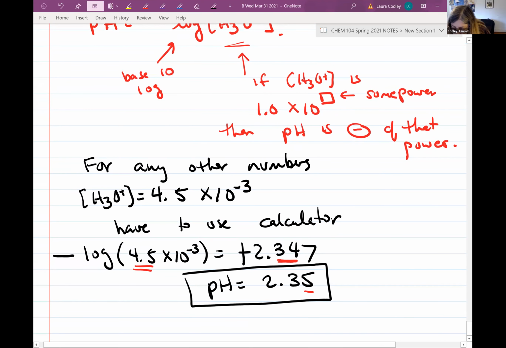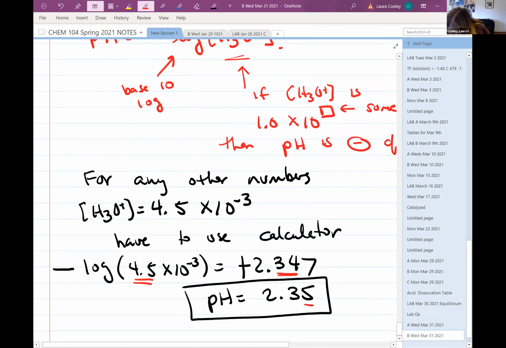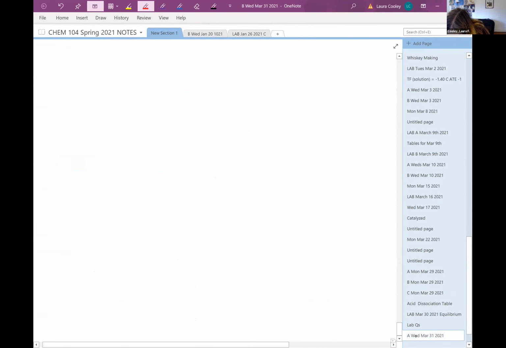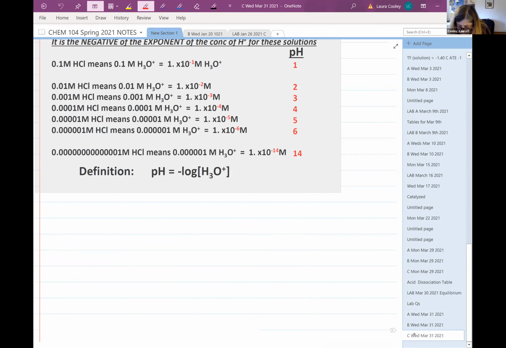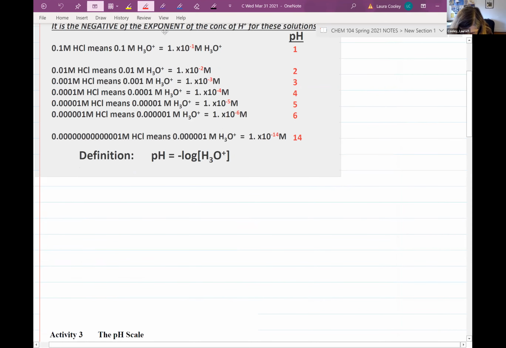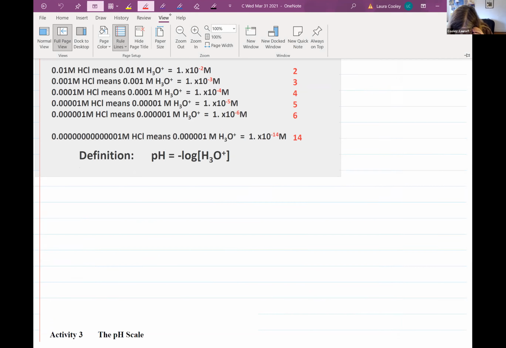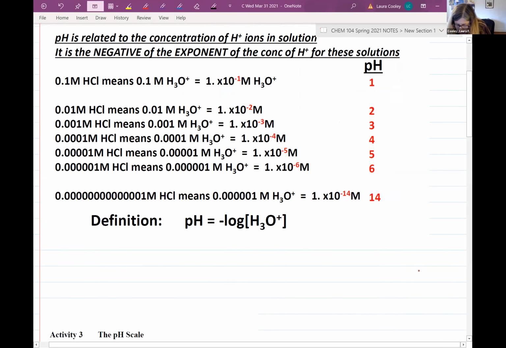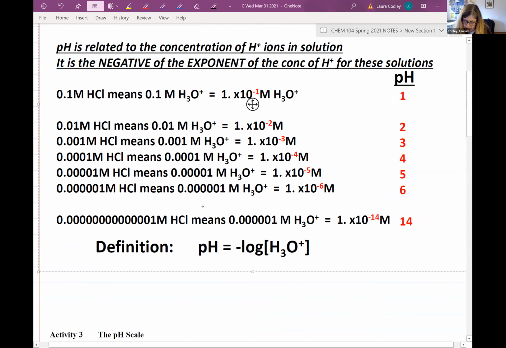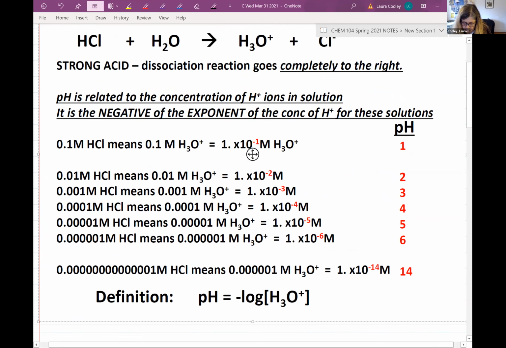Let's see. So I have a little chart here. No, that's not it. Here's the chart. All right, so what this chart is showing is what I just said.